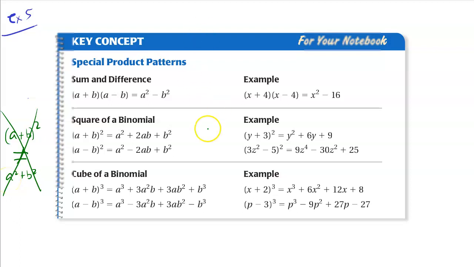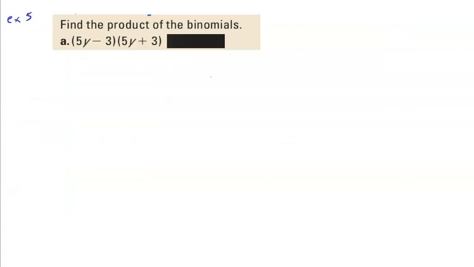And then we have a cube of a binomial, a plus b cubed, right? And so there's the pattern here. And so I probably would pause this video and just write down those three product patterns so that you remember them. And we're going to use them in the next couple examples.